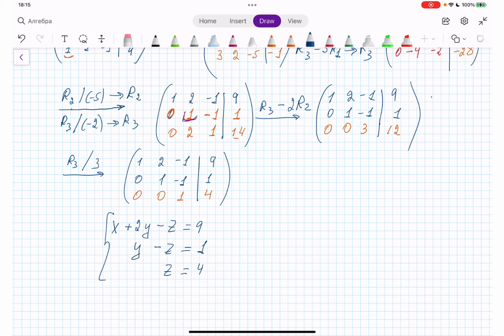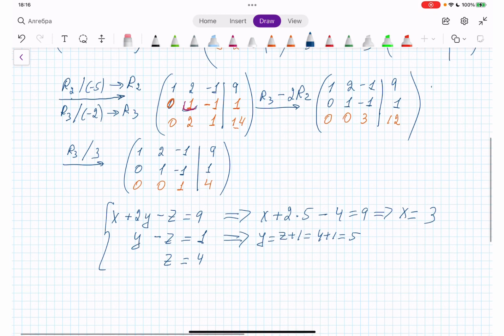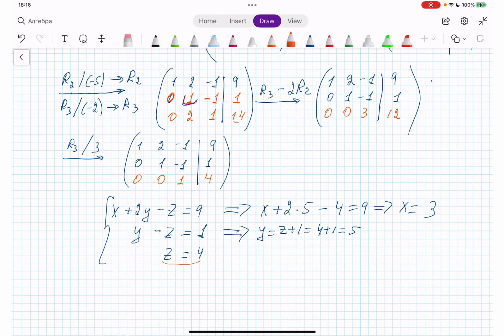And there is nothing much to do. So z is equal 4. Next, that means y is equal z plus 1, and it's equal 4 plus 1 equal 5. And from here, x plus 2 times y, which is 5, minus 4 equal 9. And x from here is equal 3. So our answer, x is 3, y is 5, and z is 4.